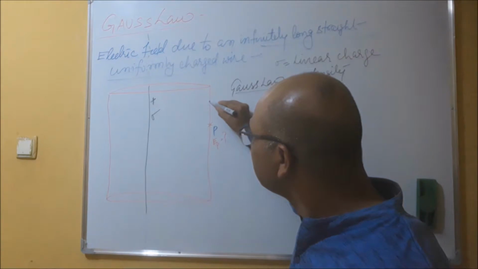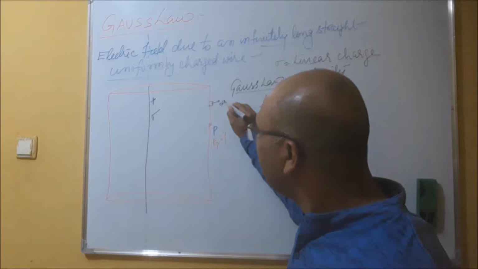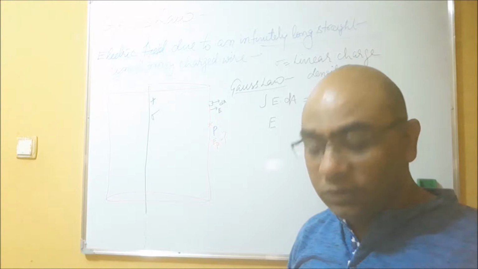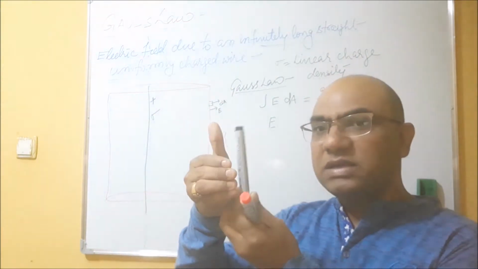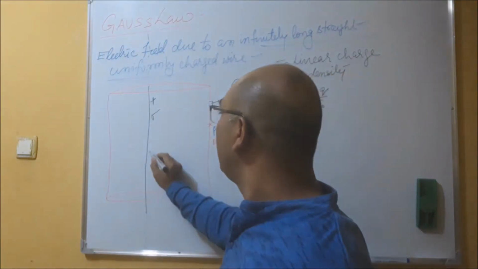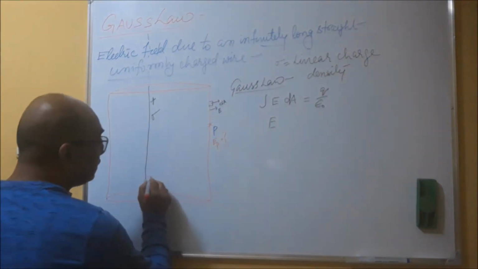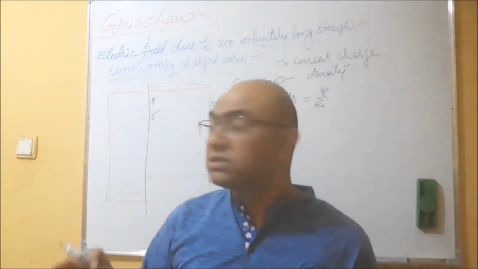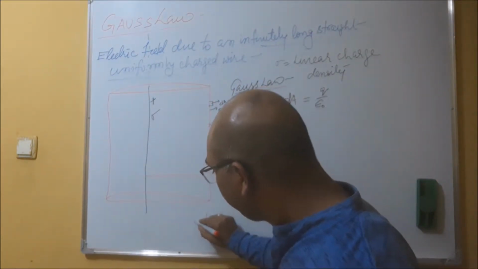So for this surface, the direction of area and direction of E will be the same, right? You see, suppose this is the slender and this is the charged particle. What will happen? The electric field lines will go like this, axially. If this is like this, it will go axially.